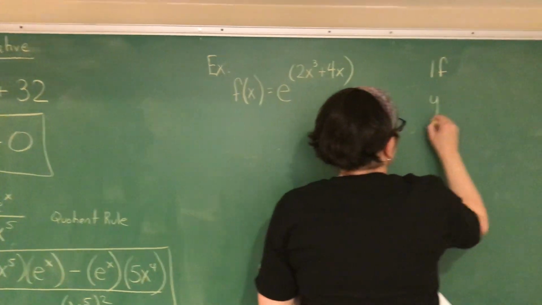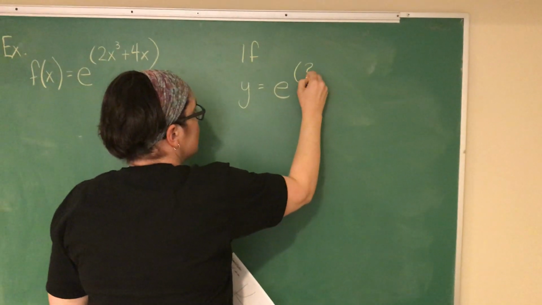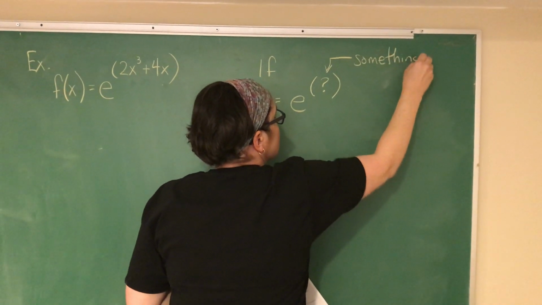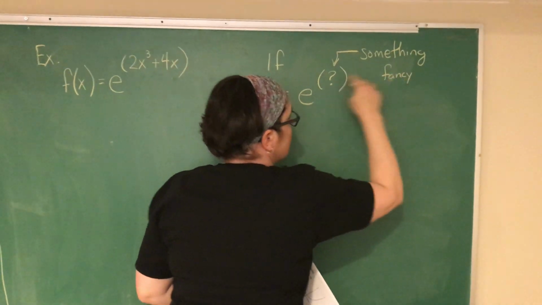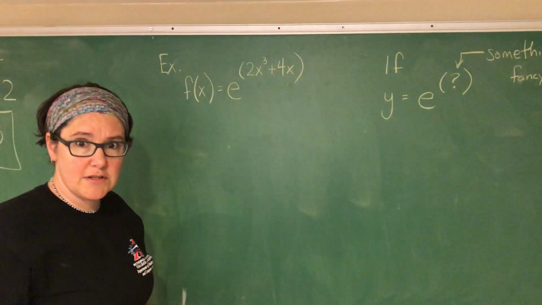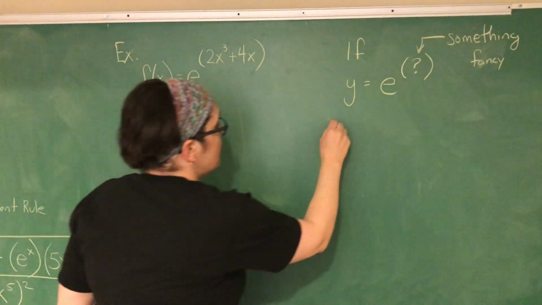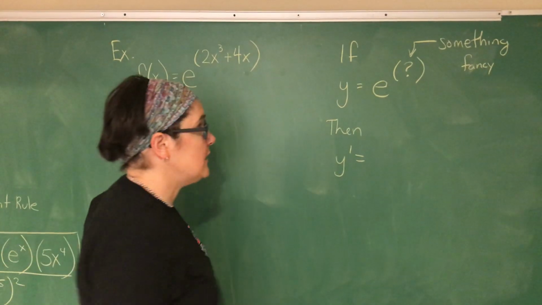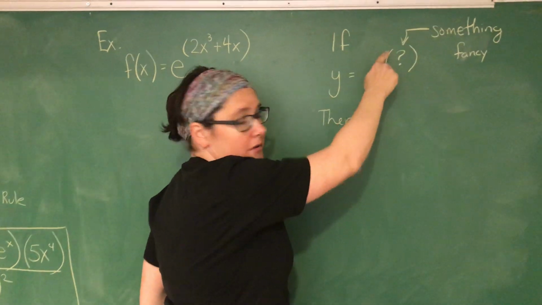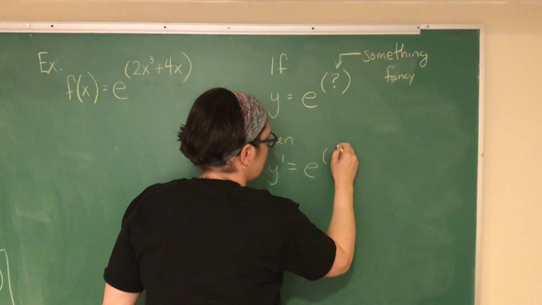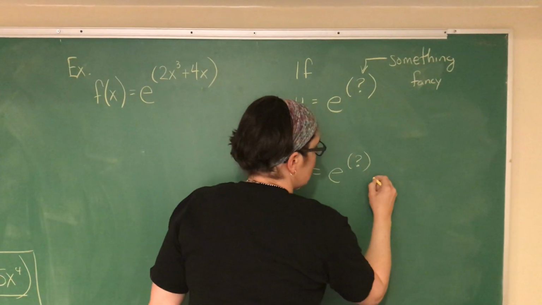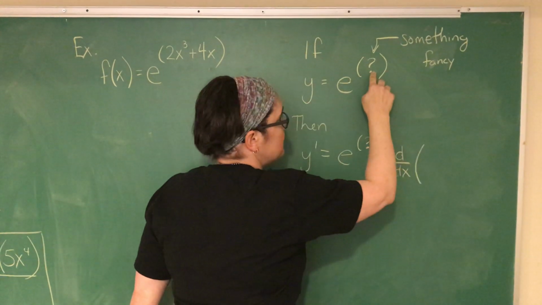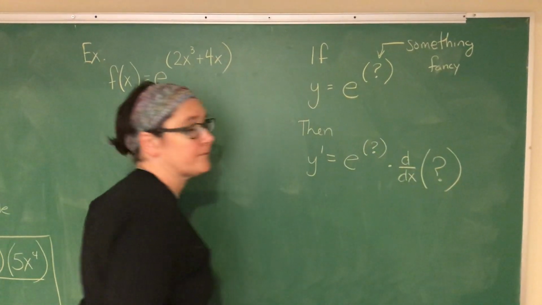If y equals e raised to something fancy, in other words, e is raised to something fancier than just a plain old everyday x, then our derivative is going to be copy down exactly what we have up here, e to whatever the fancy stuff is, times the derivative d over dx of that fancy stuff.